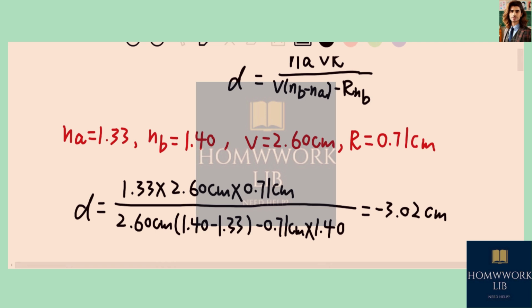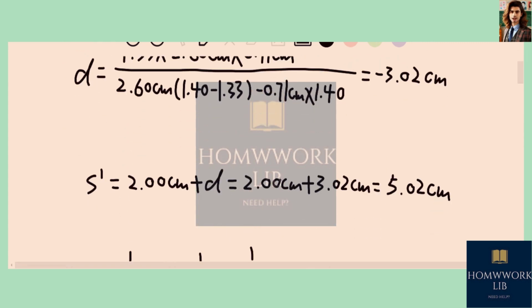So therefore we can determine the new object distance in the water, which is S prime, which is equal to 2.0 centimeter plus D. Because remember, we are assuming the eyeglasses are 2.0 centimeter in front of the eye. So therefore we have 5.02 centimeter as S prime.